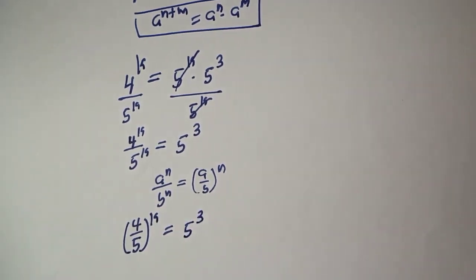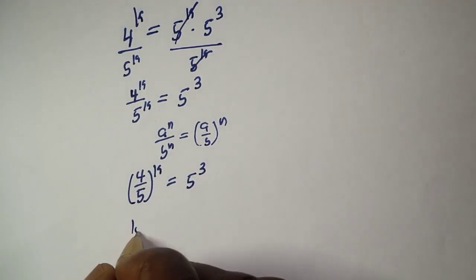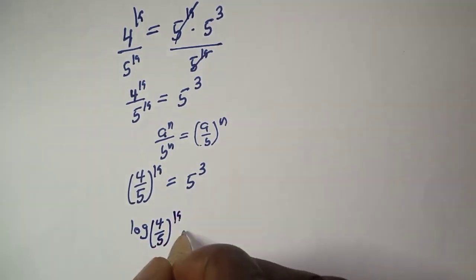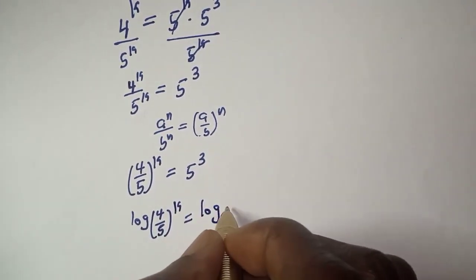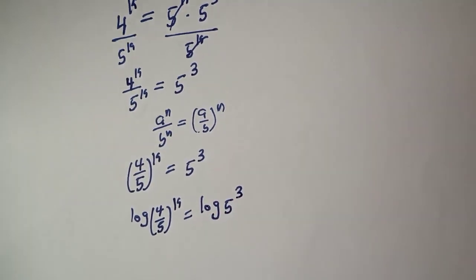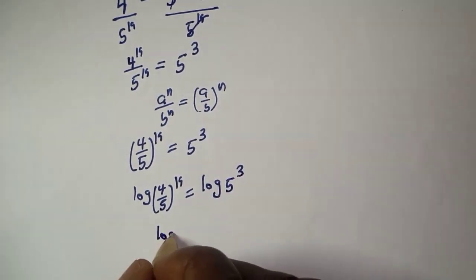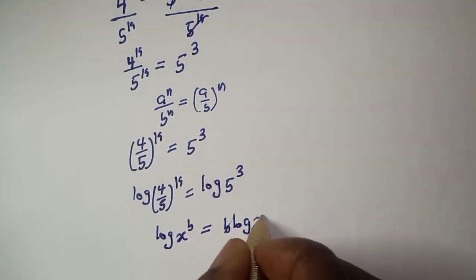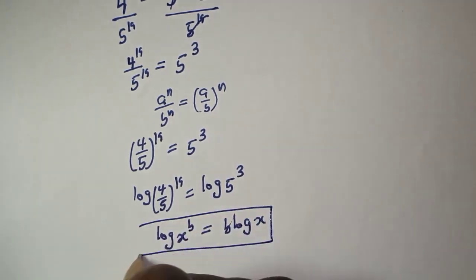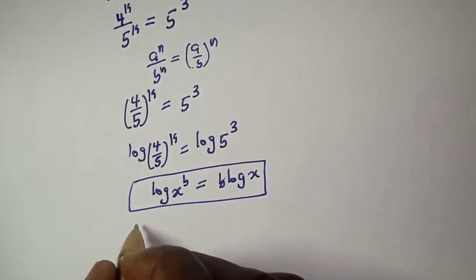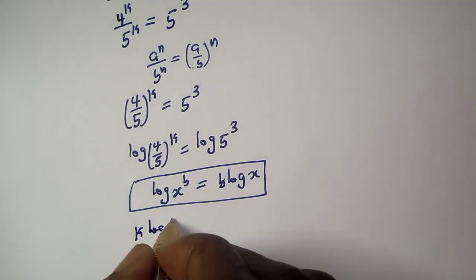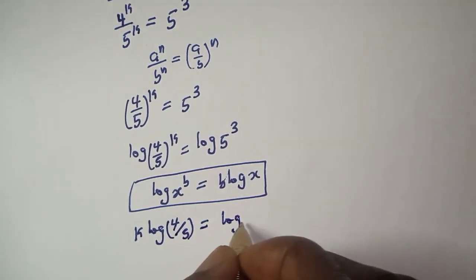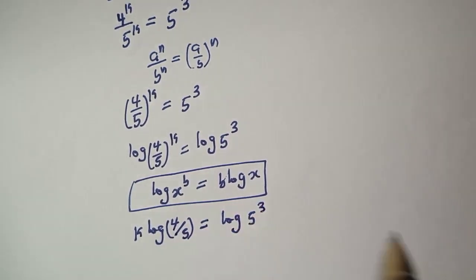Let's take the log of both sides. We have log 4 over 5 raised to power k is equal to log 5 raised to power 3. Now, if you have log x raised to power b, this is equal to b log x. So this can be written as k log 4 over 5 is equal to log 5 raised to power 3.